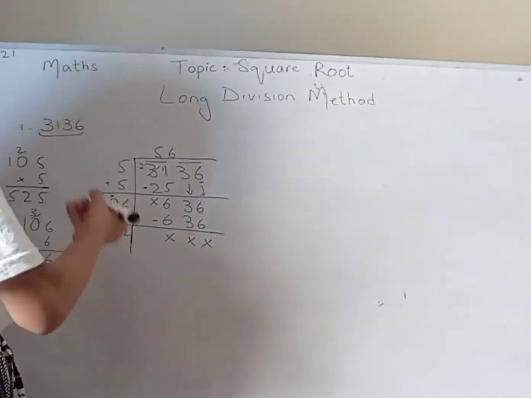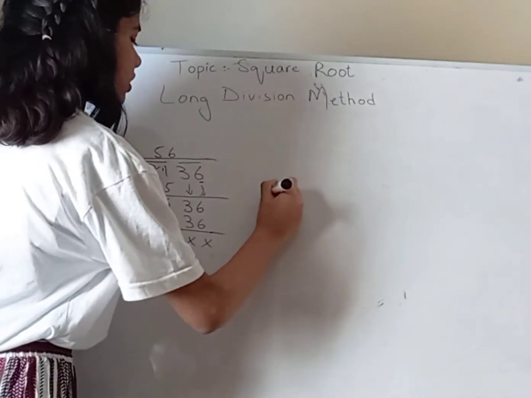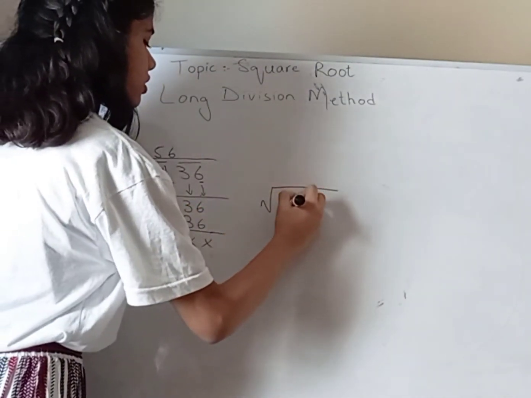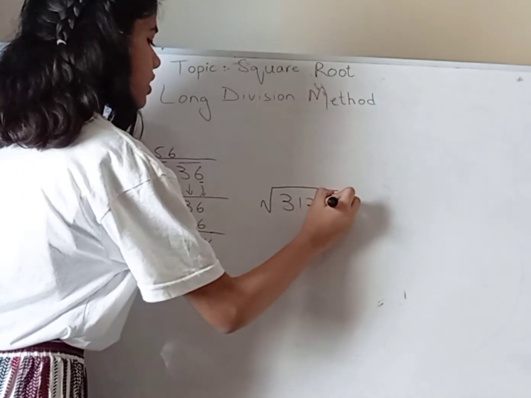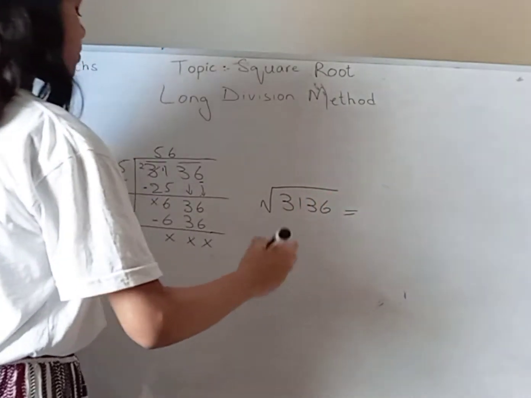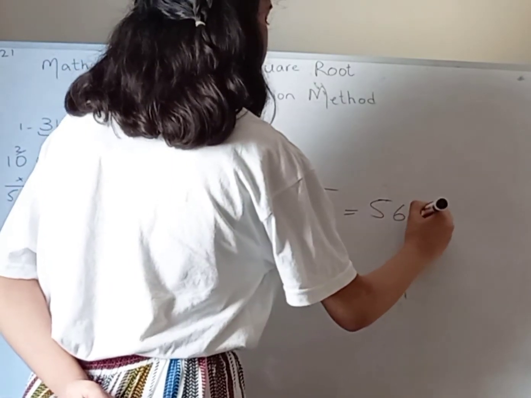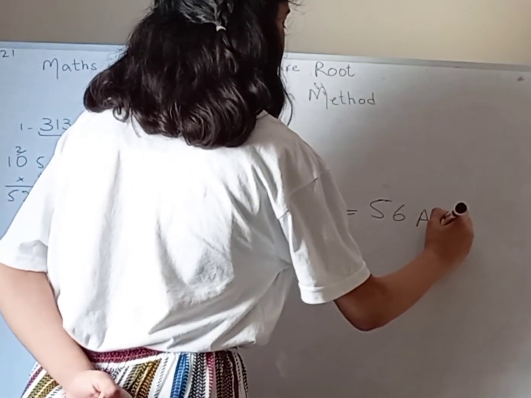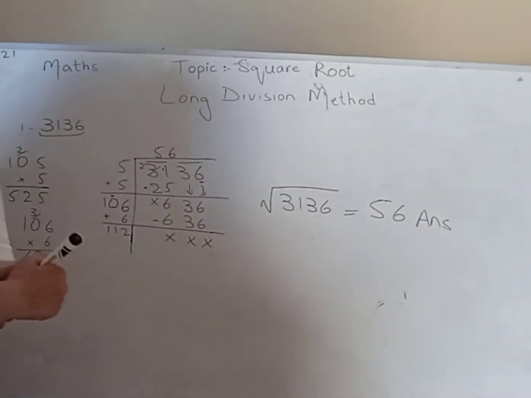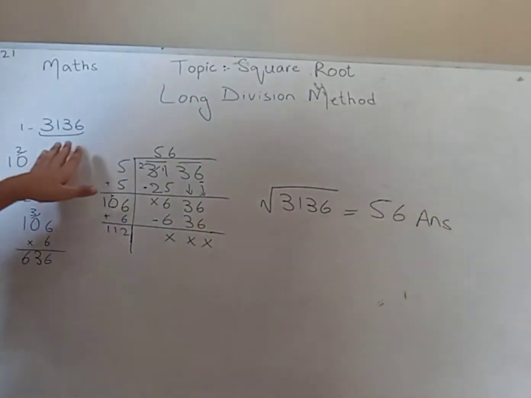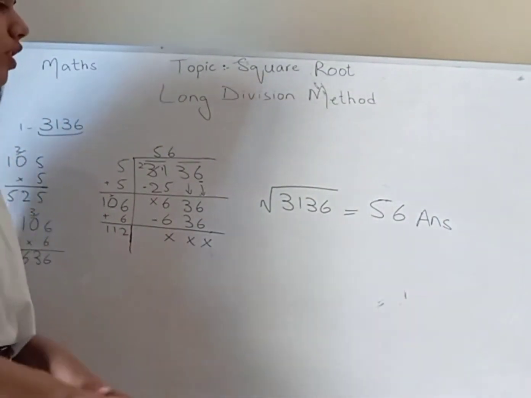Now write it properly. Square root of 3136 is equal to 56. Answer. We have solved one square root question.